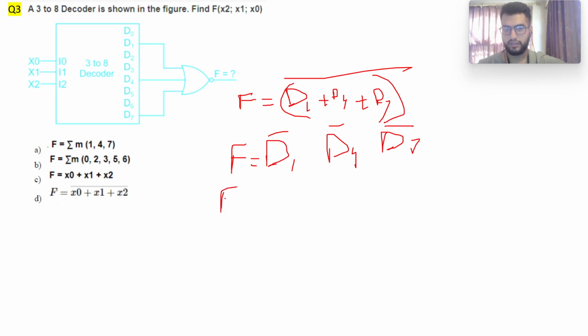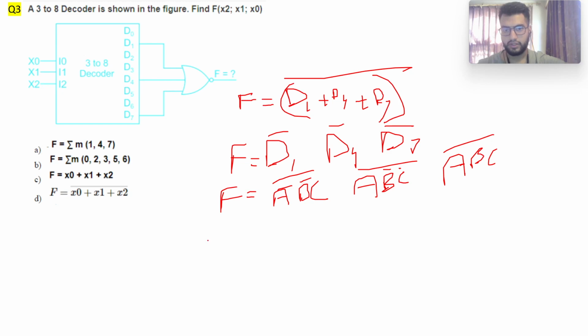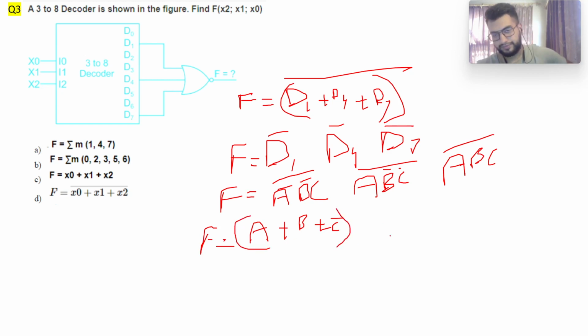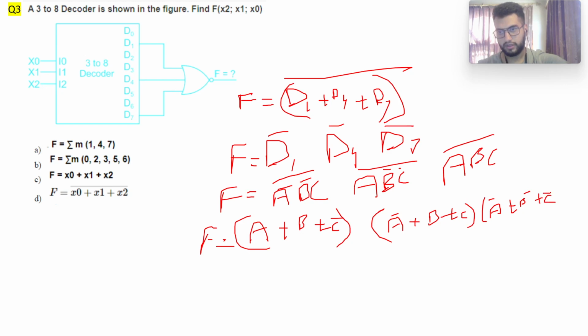De Morgan's law. So then F is equal to this, A bar B bar C whole bar. Then it's A B bar C whole bar. Then it's A B C whole bar, right? So F is equal to A plus B plus C bar, then A bar plus B plus C, and finally A bar plus B bar plus C bar. F will be equal to product of max terms.